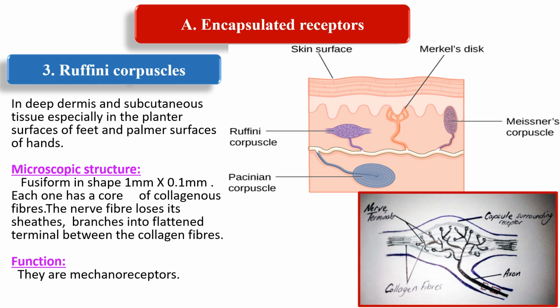Each one has a core inside, containing collagen fibers. The nerve fibers lose their myelin sheath, and the branches of this axon pass into flattened terminals between the collagen fibers. Here we can see the axon lose its myelin sheath, then enter the capsule and give branches between the collagen fibers. What about the function? They are mechanoreceptors also.